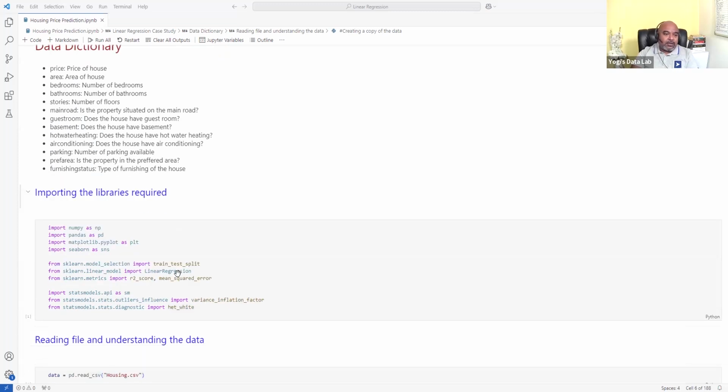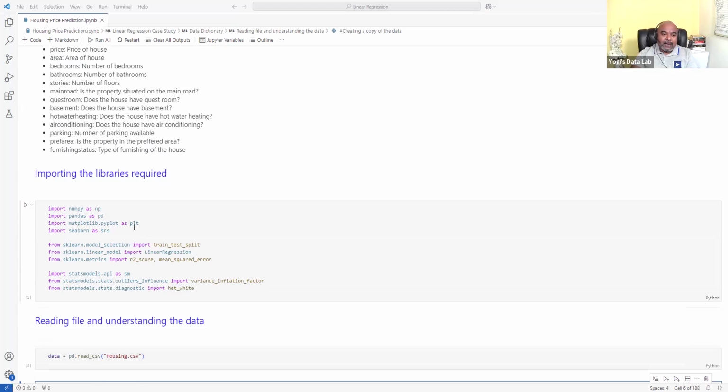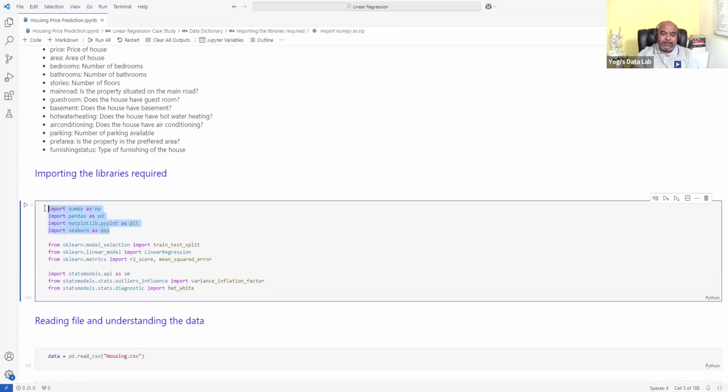So let's start. I'm going to import my packages. I'm importing NumPy, Pandas, Matplotlib, and Seaborn, which are the basic packages, which you already know. I'm importing train test split, which is going to be used to split the data. I'm using linear regression from Scikit-learn. I'll also use SM from Statsmodels. So we are going to do linear regression in two different ways, using Statsmodels as well as Scikit-learn.